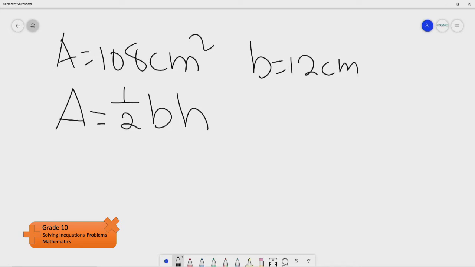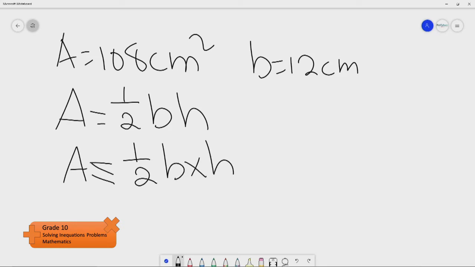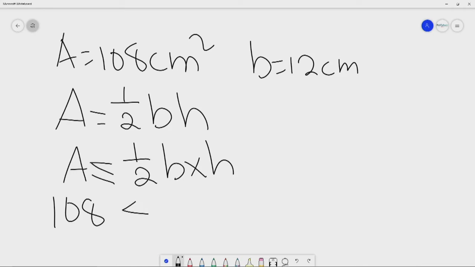Now remember, we are dealing with inequality. So it says that the area must not be more than. So it is definitely less than. So A is less than or equal to a half of B multiplied by H. So now we can plug in our values and solve. So our area was given as 108, and that is less than or equal to a half of the base, which is 12, multiplied by the height.